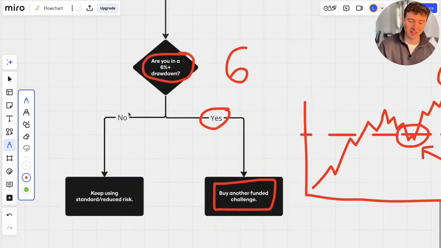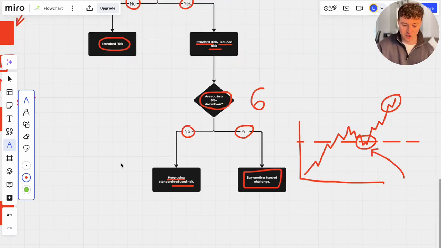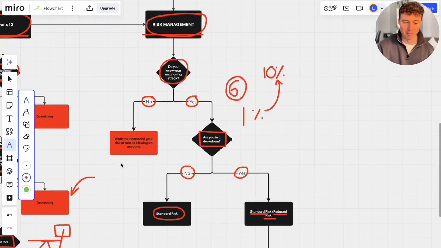And let's just say that the answer is no, and you're not in a 5 or 6% drawdown, then you're going to keep using standard risk, or depending on what type of trader you are, you can look at using reduced risk. And so this is the risk management step.